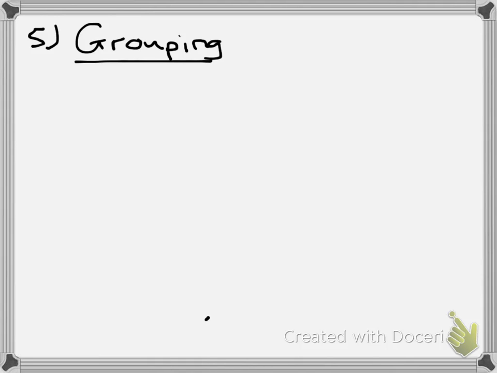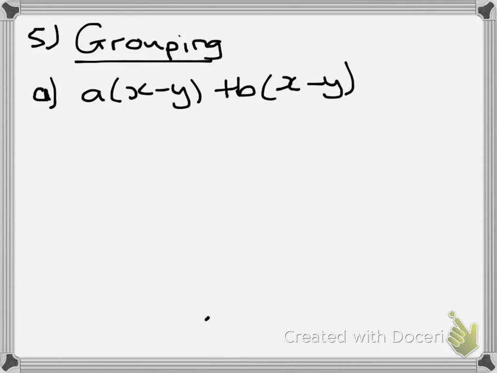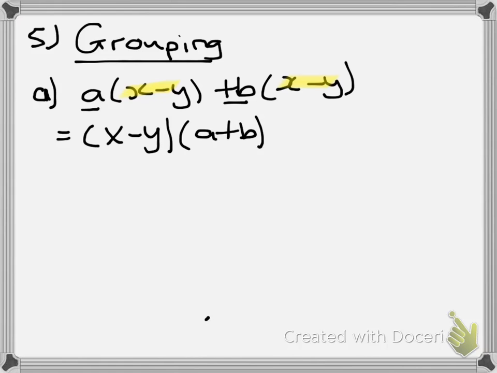Let's just do one, it's already grouped for me. If I have a times x minus y plus b times x minus y, in this case, I have x minus y as my common factor, right? So we take out x minus y, and I'm left with a plus b. So on grouping, we take out a whole common factor. But most of the times, it's not already in groups like this.